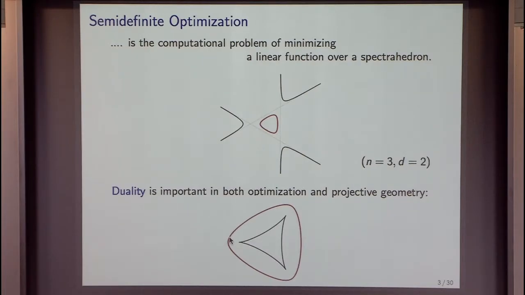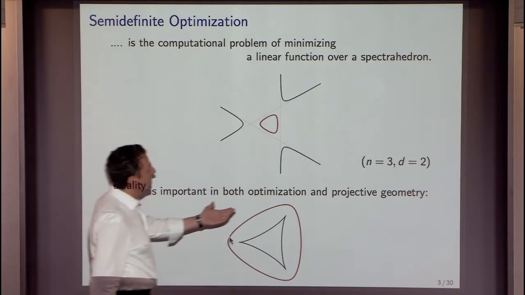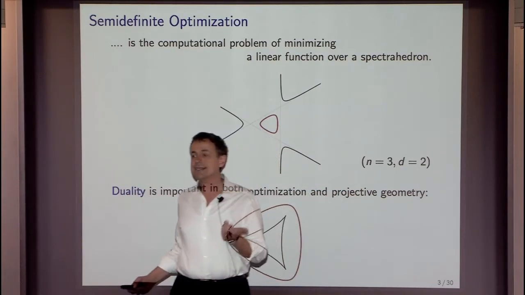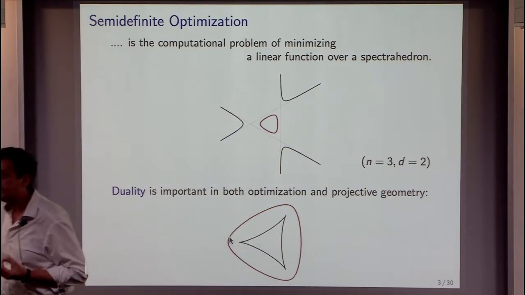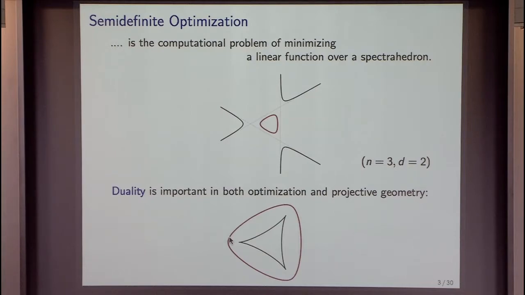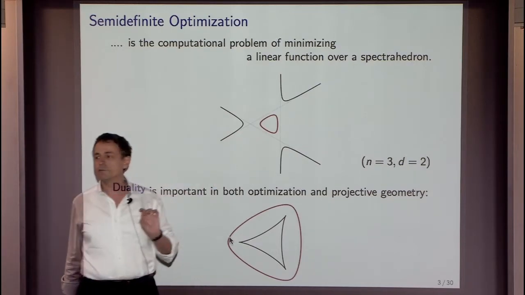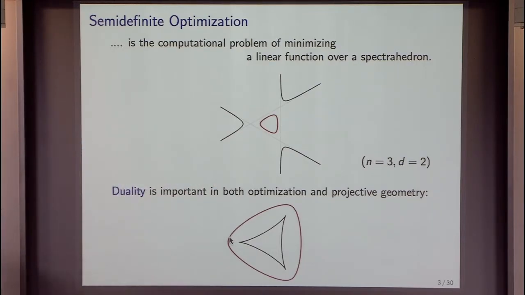So for example, if n is 3, then we look at the 6-dimensional convex cone of positive semi-definite 3 by 3 matrices. We cut it with a 2-dimensional plane, namely the screen plane, and we get this red convex body. So this is a 2-dimensional spectrahedron of degree 3.